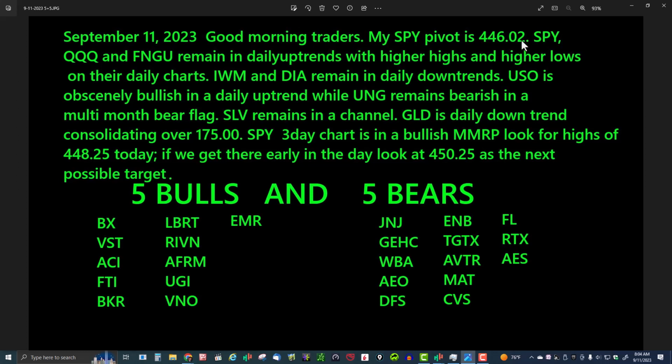Today is September 11th, 2023. My SPY pivot is 446.02. SPY, above it, I'm a bull. Below it, I'm a bear.